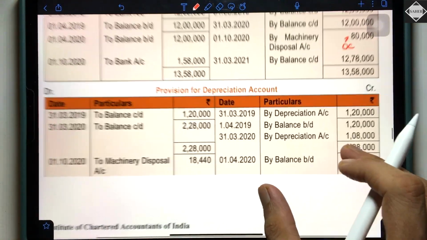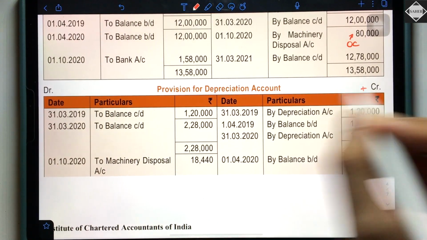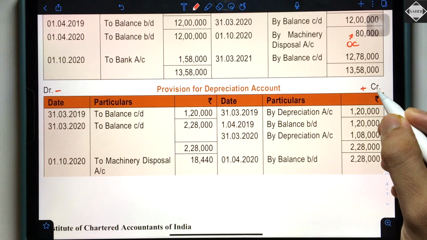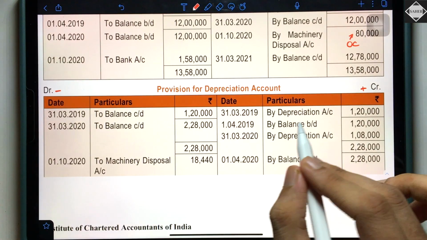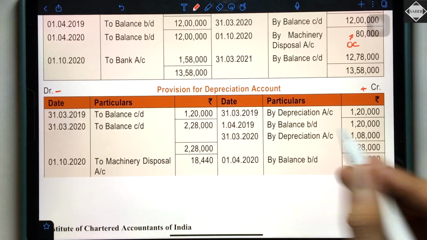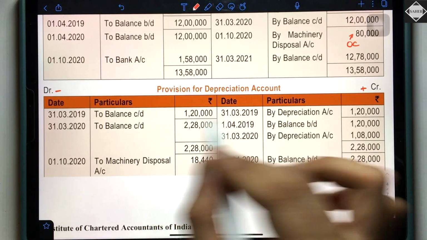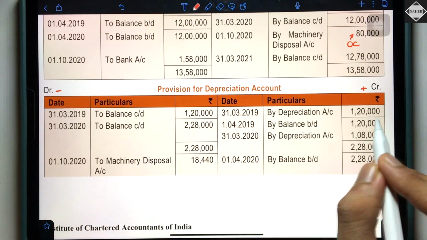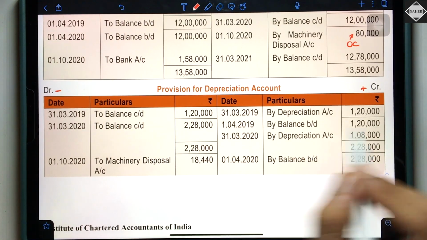So that will come over here. See, provision for depreciation account is increasing because of the depreciation you have charged in the first year on that 12 lakh machinery, by depreciation 1,20,000. Now nothing else has happened, so this account will be balanced out. 1,20,000 here also, just double underline it because there is no other value now. So directly 1,20,000, 1,20,000, fine.